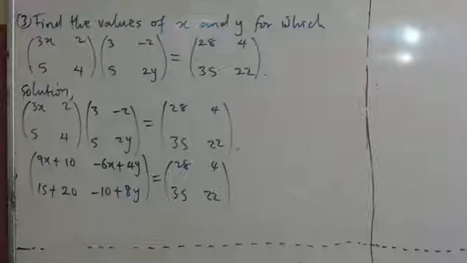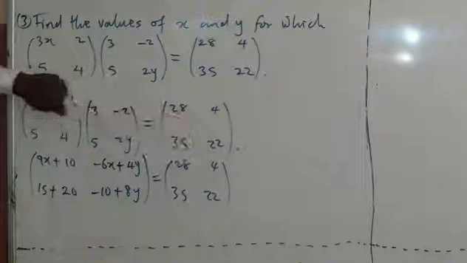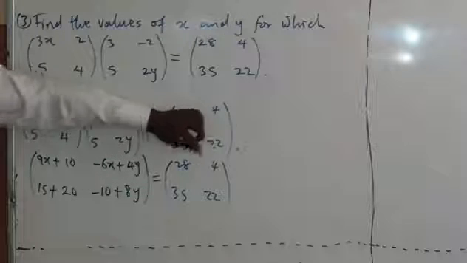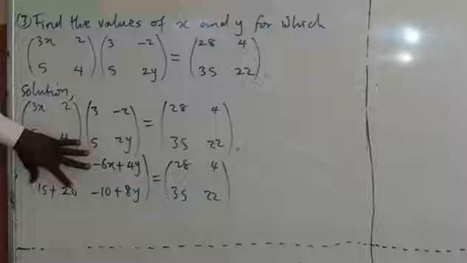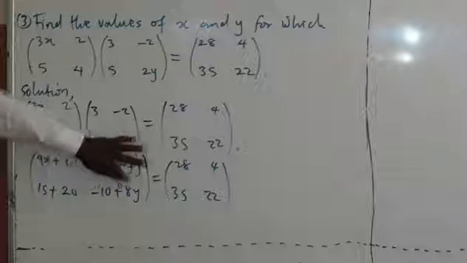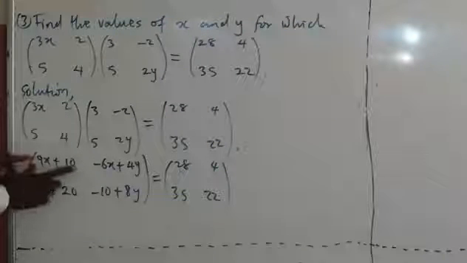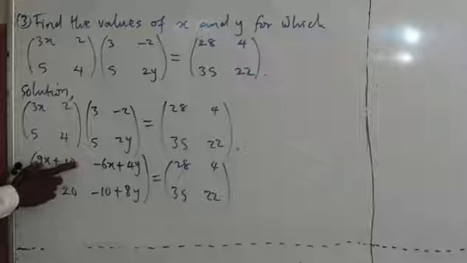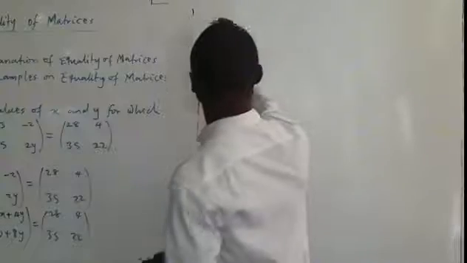So we now equate their corresponding elements. So we have 9x plus 10 will be equal to 28. Then minus 6x plus 4y will be equal to 4. Then 15 plus 20 will be equal to 35. Then minus 10 plus 8y will be equal to 22. It will be better if you equate the first element here, that is 9x plus 10 equals 28. So we have only one unknown there, which is x.